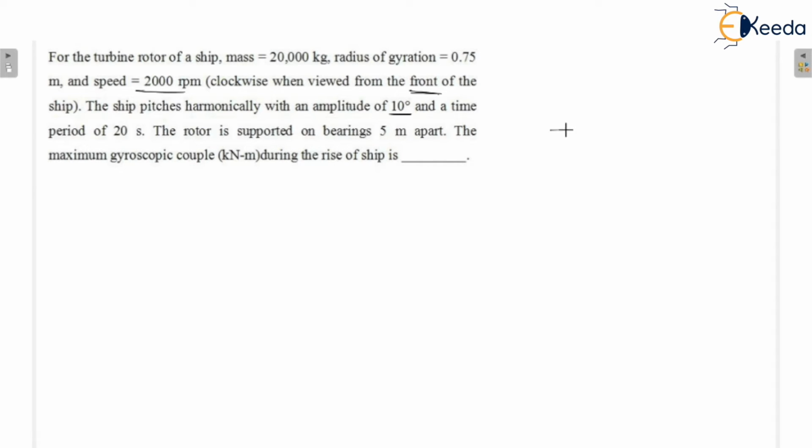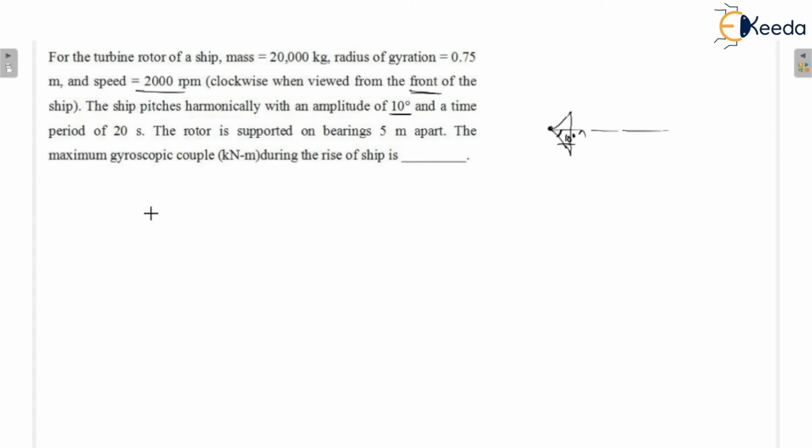Now we need to understand the pitching conditions. Pitching means if this is the bow, that means the front end of the ship, it would move like that. Okay, it will move up, it will move down. Basically this is the pitching. Now amplitude means from here to here, this angle is 10 degree. So 10 degree amplitude is given and the time period is given as 20 seconds.